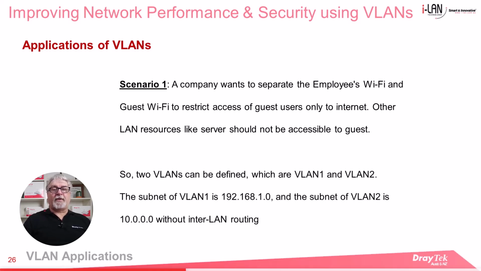So two VLANs can be defined here to accomplish this, VLAN 1 and VLAN 2. The LAN subnet for VLAN 1 can be set to 192.168.1.0 and the subnet for VLAN 2 can be set to 10.0.0.0. And of course in this case we want to keep inter-LAN routing disabled.